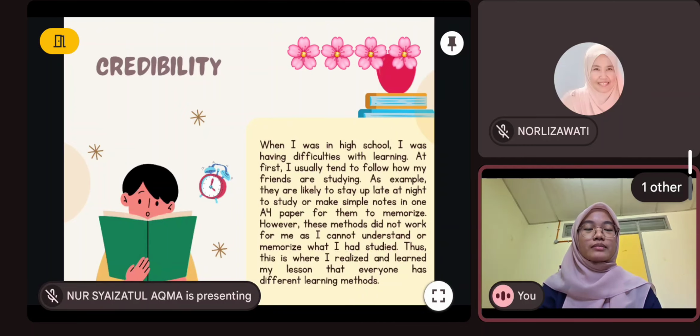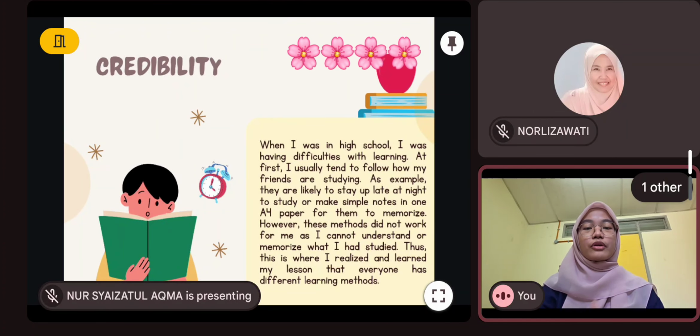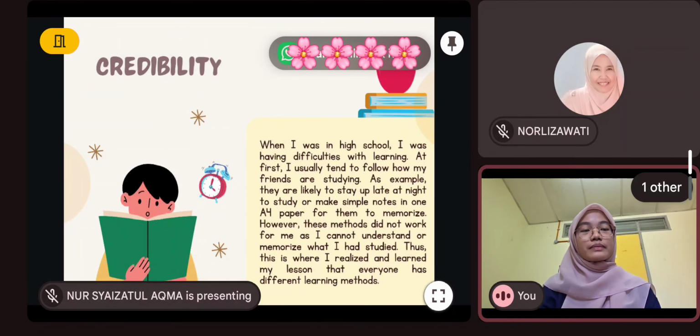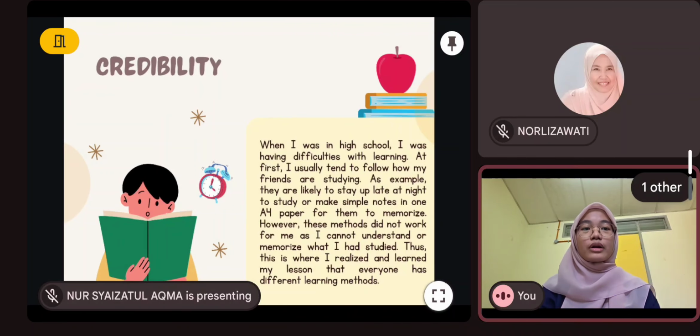For credibility, when I was in high school, I also have difficulties in learning. Usually, I tend to follow what my friend used for learning method. However, I cannot even understand or memorize what I have learned. So that's where I understand that everyone has different learning method.